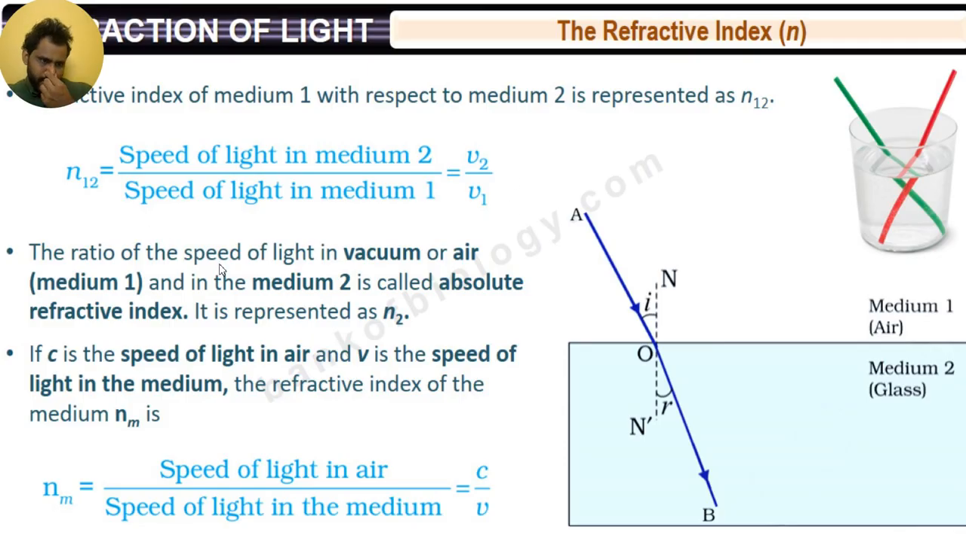The ratio of the speed of light in vacuum or air, that is medium 1, and in medium 2 is called the absolute refractive index. It is represented by n2. If c is the speed of light in air and v is the speed of light in the medium, the refractive index of the medium, n, is defined as the speed of light in air by the speed of light in the medium. We stop here.